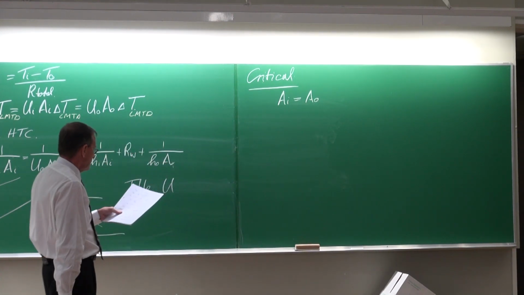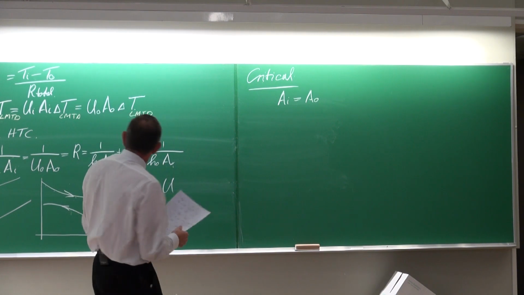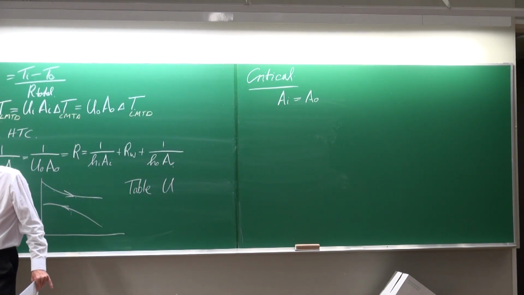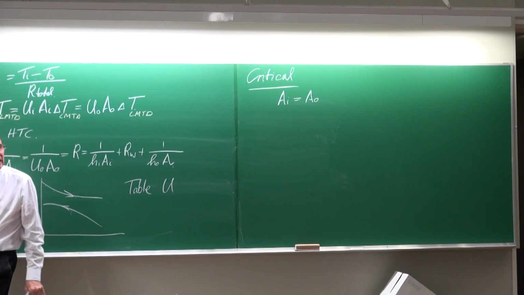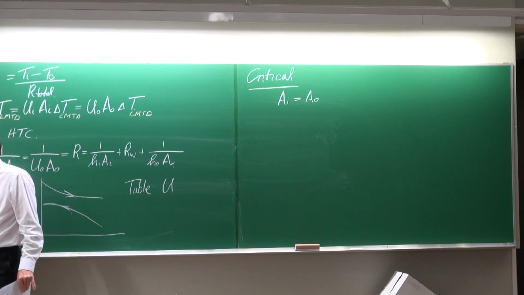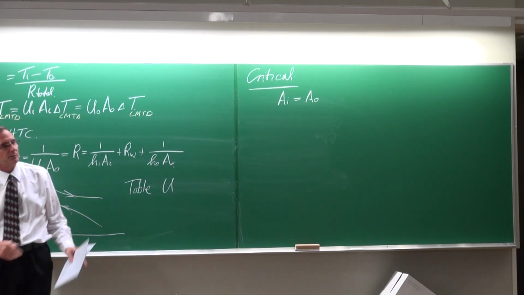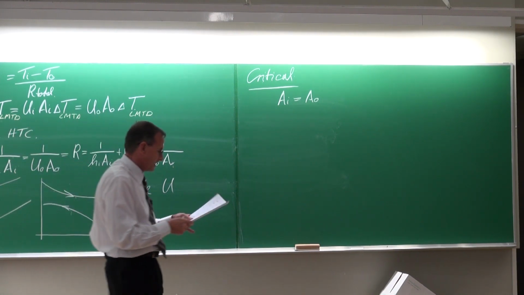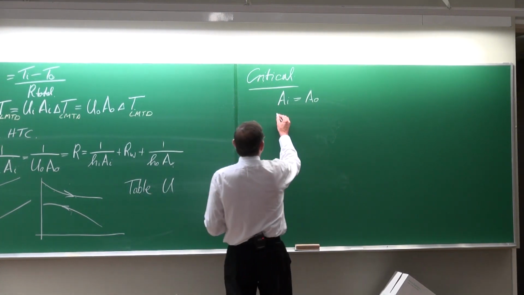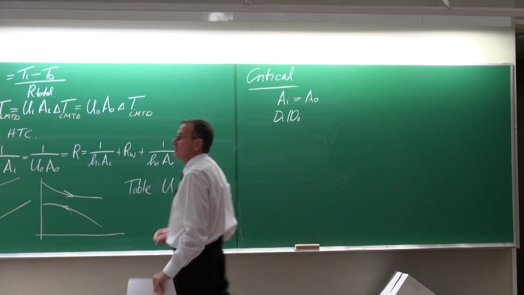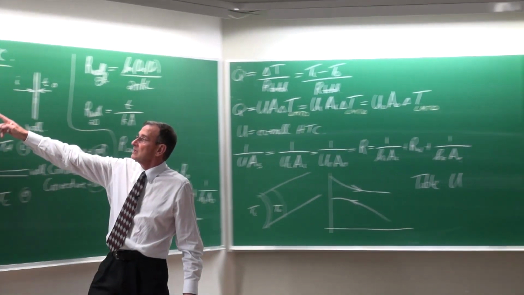If the inside area is equal to the outside area, then you'll be able to see that you can take the area out and you can only work with the heat transfer coefficient on the inside and the outside and with that term. So it makes things easier for you. The other thing that you need to check is the ratio of these two diameters.